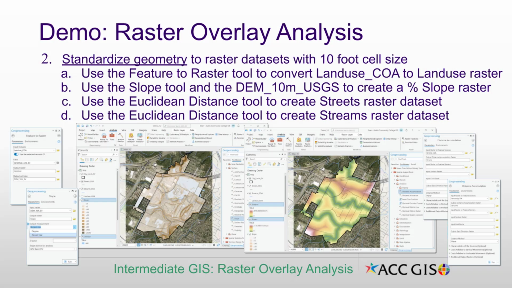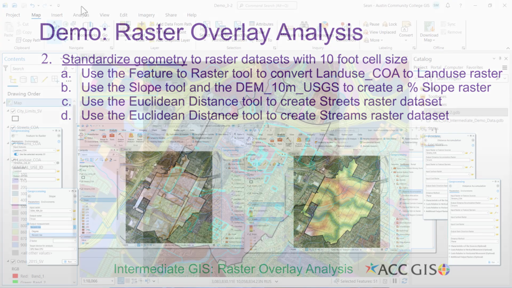In step 2, we'll standardize the geometry to raster datasets with a 10-foot cell size. We'll use the feature to raster tool to convert the land use to a land use raster, the slope tool to convert the DEM to a percent slope raster, and the Euclidean distance tools to convert the streets and the streams to distance accumulation raster datasets.